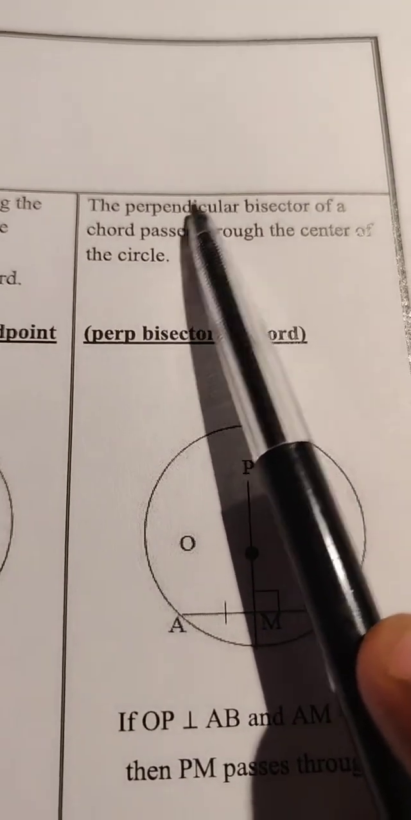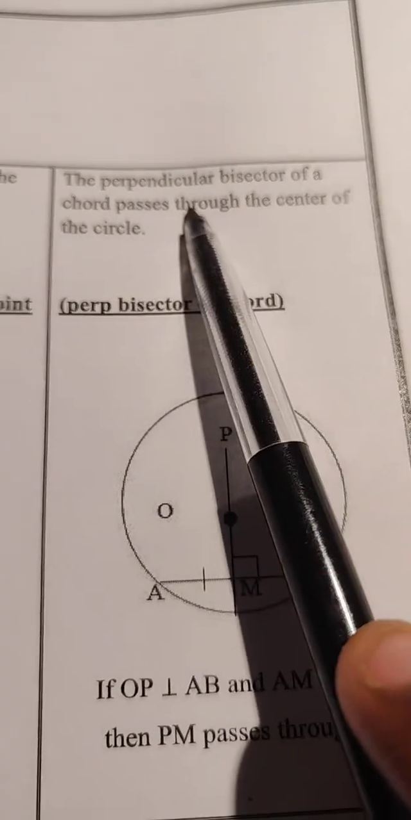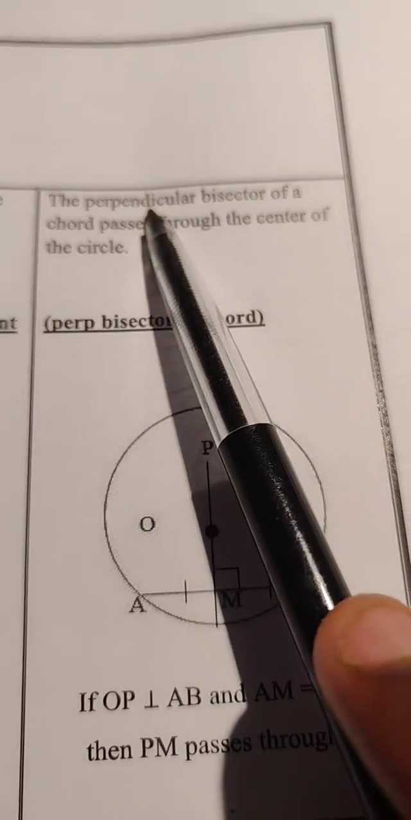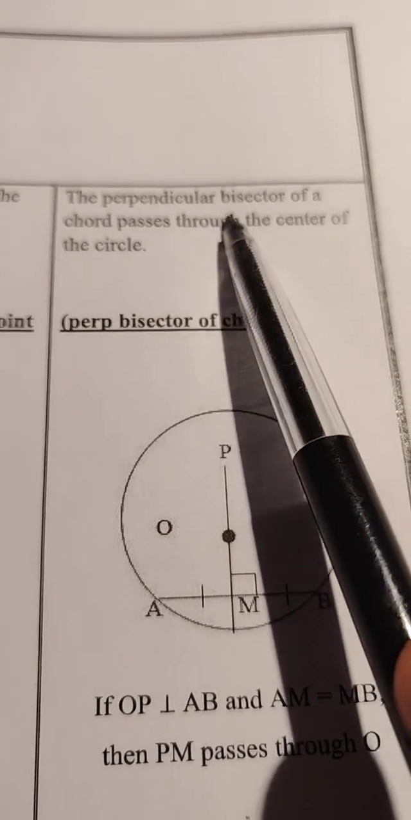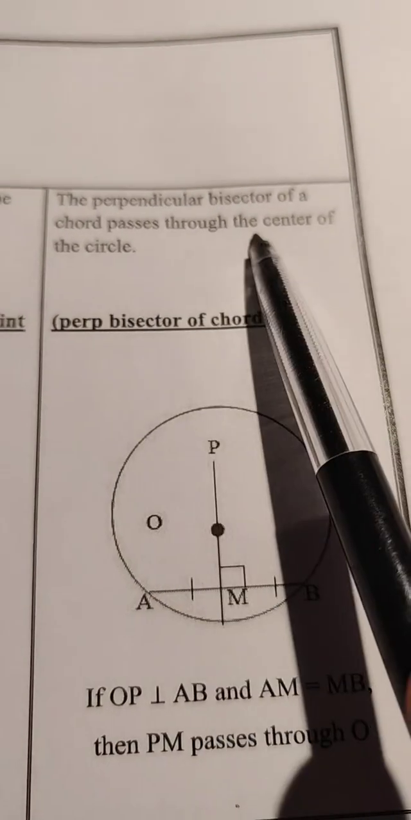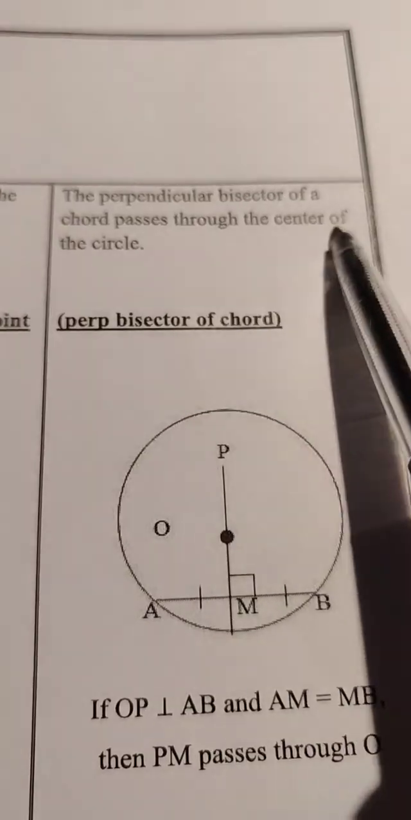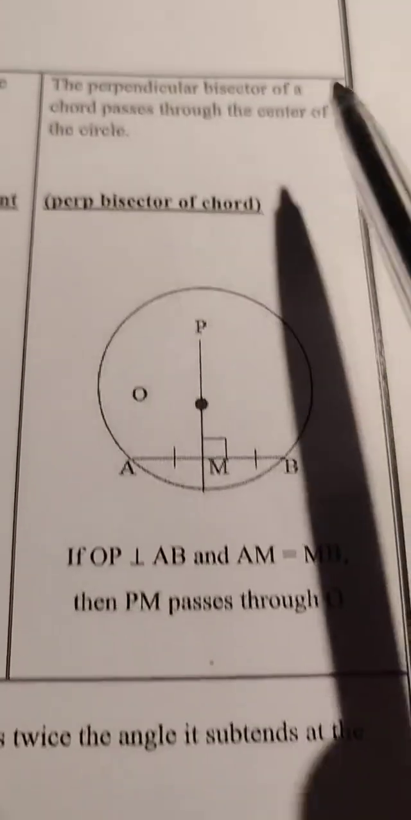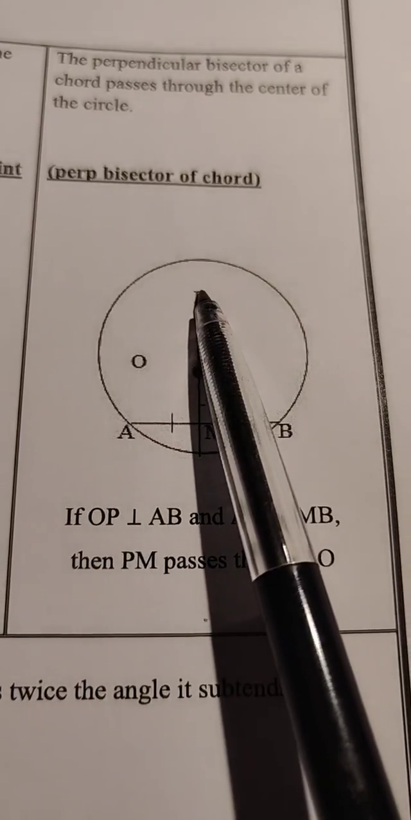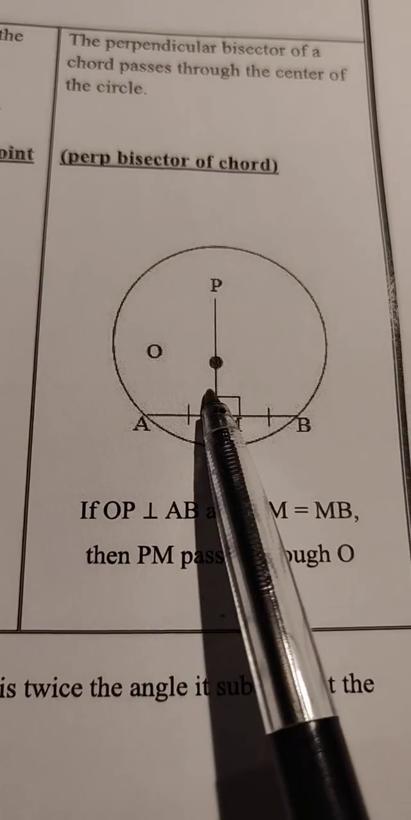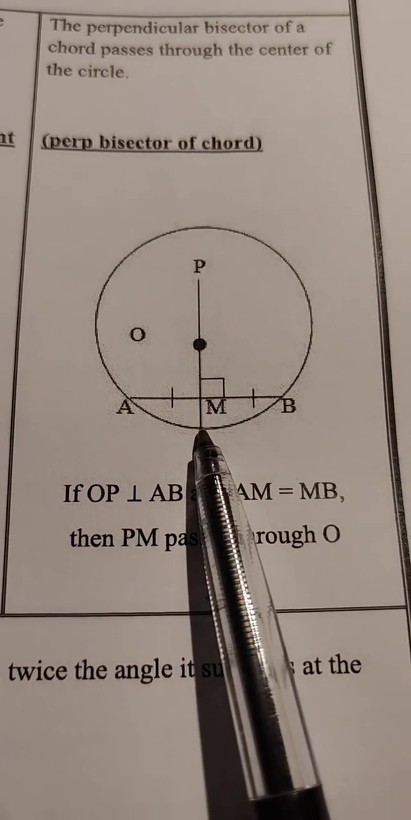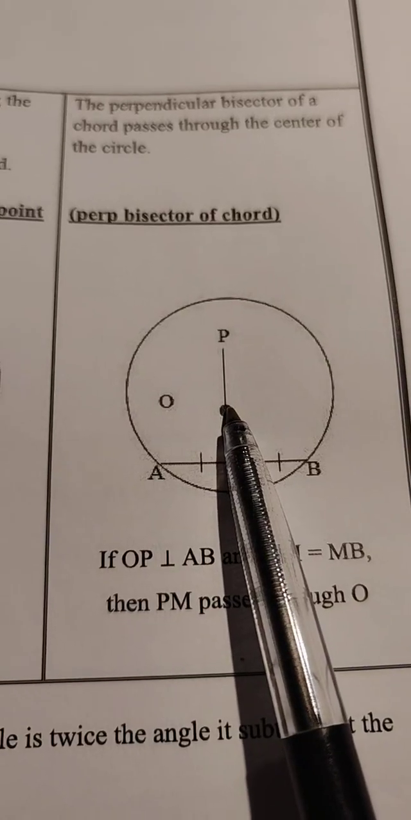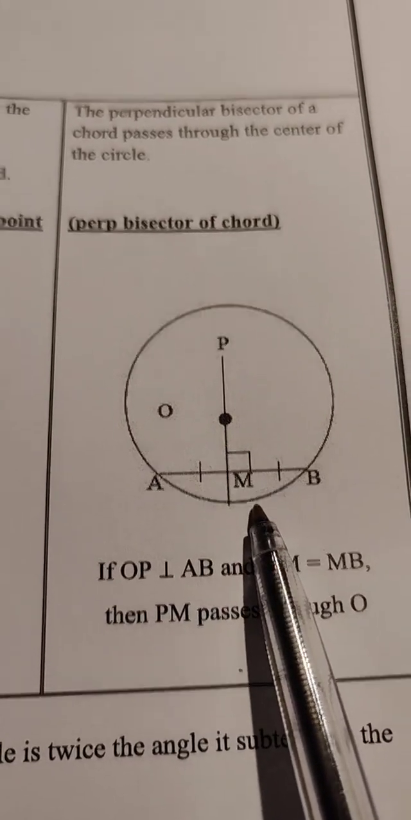Then there's the theorem that says the perpendicular bisector of a chord passes through the center of the circle. There is no time that a perpendicular bisector of a chord does not pass through the center of the circle. A perpendicular bisector of a chord will always pass through the center of a circle. So this P, on the circumference, passing through M, would obviously be passing through the center, and it would be perpendicular.